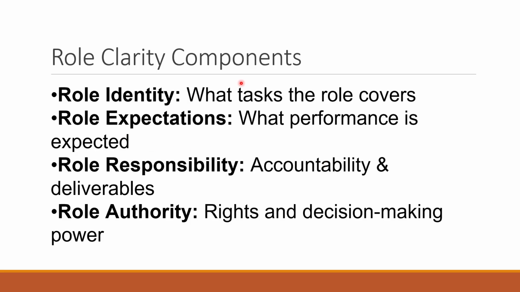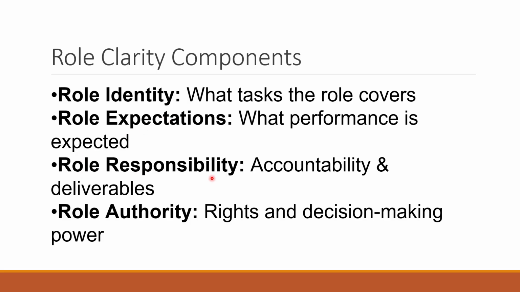We'll see various components of role clarity. They help define what each member must do. The first component is the role identity. Here, the specific tasks and duties associated with that role are taken care of. So what tasks the role will cover is role identity. Then there is role expectation. There are standards of behavior and performance that are generally expected from the members. So what performance is expected is role expectation.